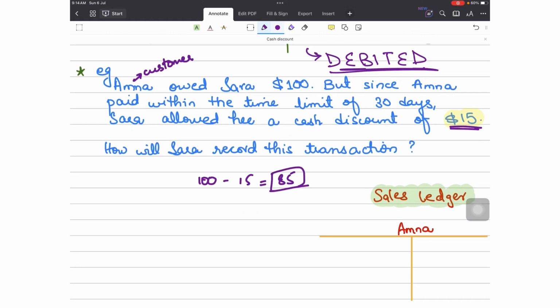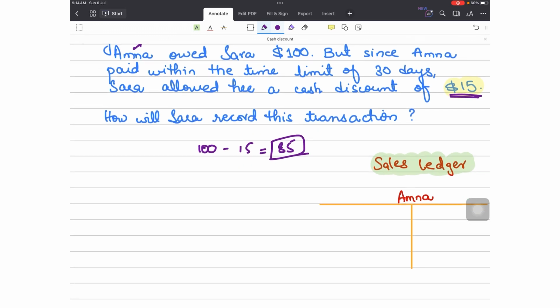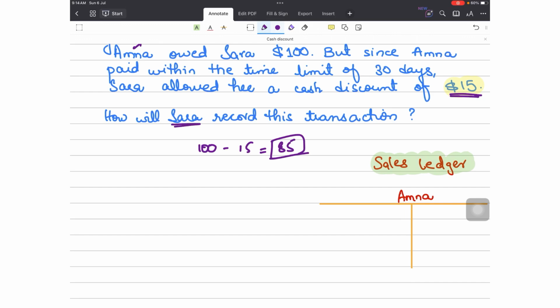Now let's make the double entry. First of all, this transaction will be recorded in the cash book because it involves cash, of course, and all the discounts, both discount allowed and discount received, they are also part of the cash book table, right? Discount allowed is recorded on the debit side of the cash book, discount received on the credit side in a 3-column cash book. Now let's make the double entry. How will Sarah record this transaction? First of all, Sarah is receiving, let's say, cash or bank. Through cash or bank, she is receiving $85. That will be debited in the cash book.